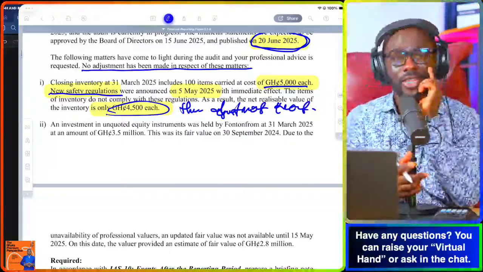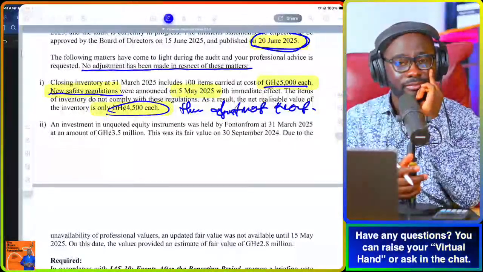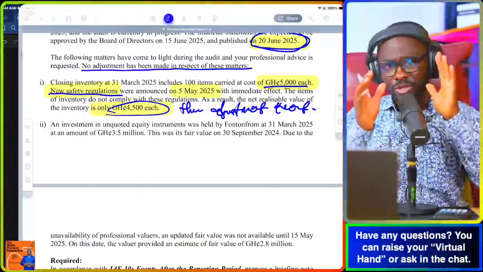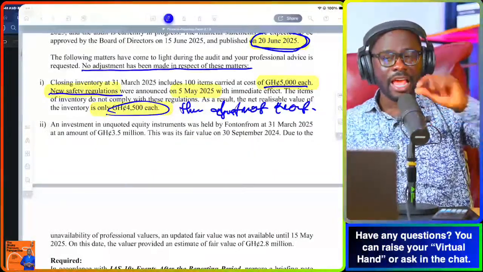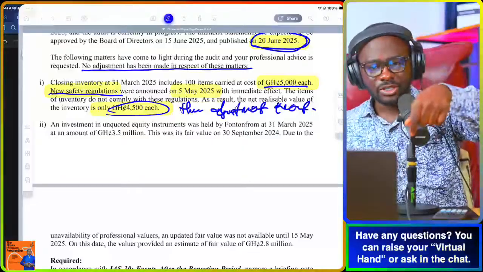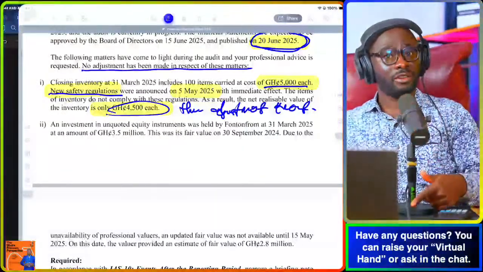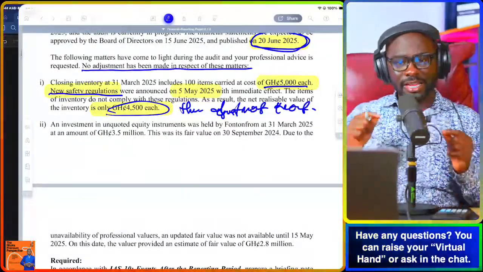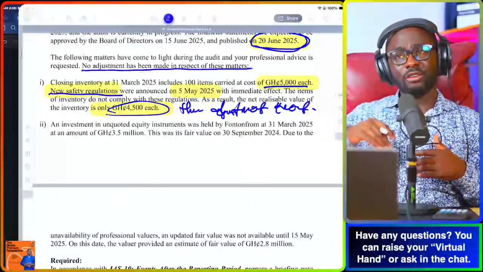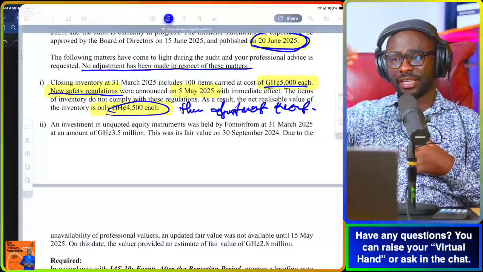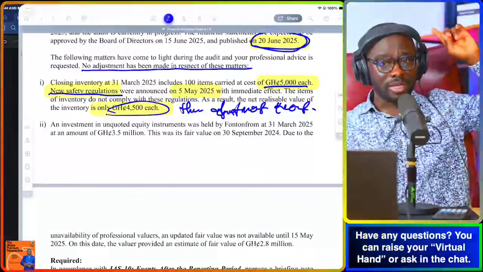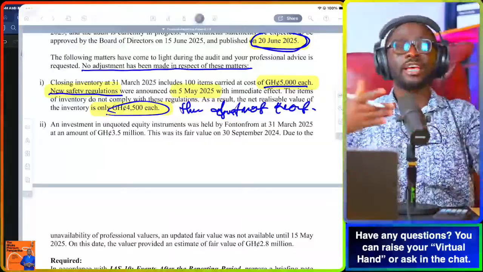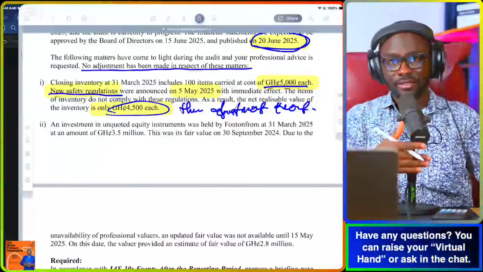That's the answer to the I aspect of the question. Now, again, understand what's going on here. If they had sold the goods, and when they were selling the goods they got 4,500, then the sale of goods, because revenue after the reporting date, indicates that at the reporting date the inventory has suffered an impairment. So we would have said, oh, it's an adjusting event.